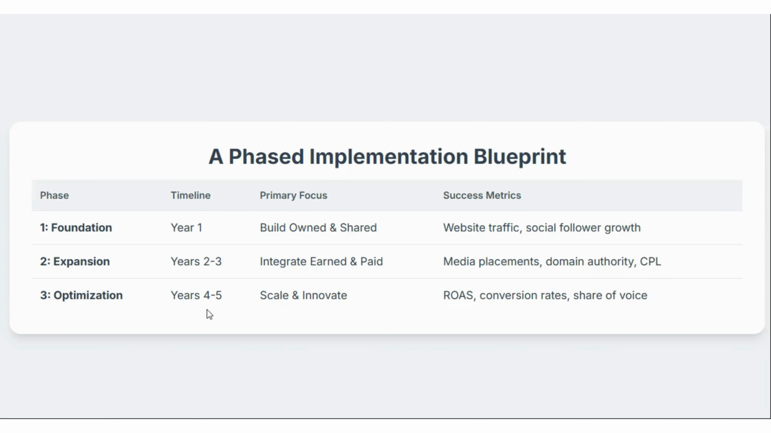For optimization, which is years 4 and 5 and so on, you should focus on scale and innovation. You should focus on the ROAS framework. I will talk about it in other videos. You should also measure conversion rates and share of voice. ROAS is very important in measuring the success of optimization in the scale and innovation stage. So measurement is still very important, like in other parts of communication, because without measurement, it means you have done almost nothing.